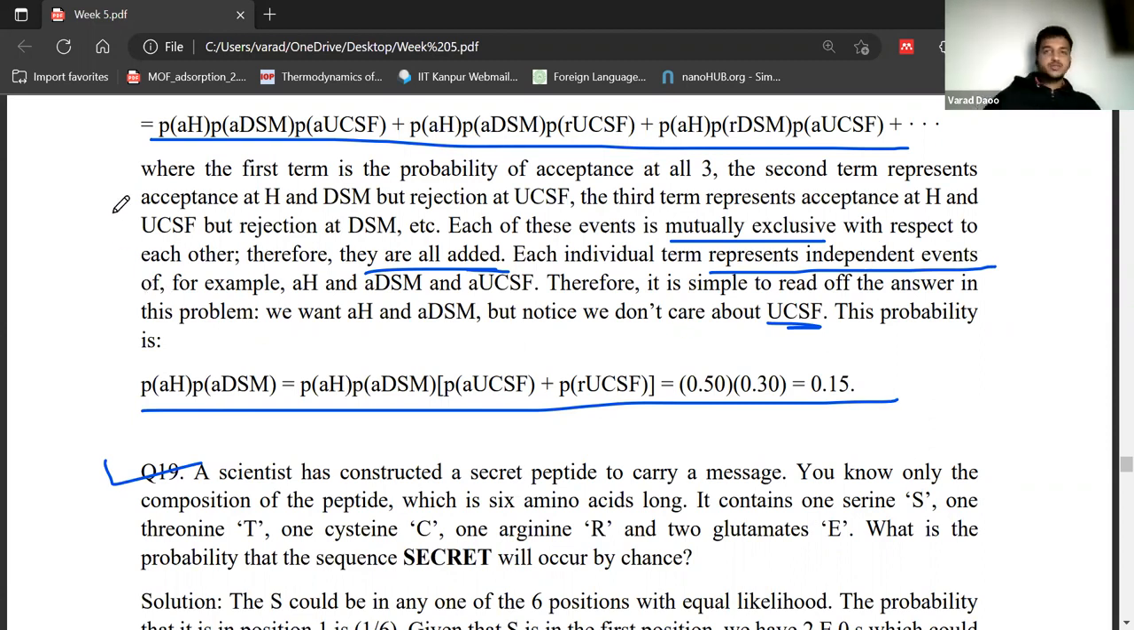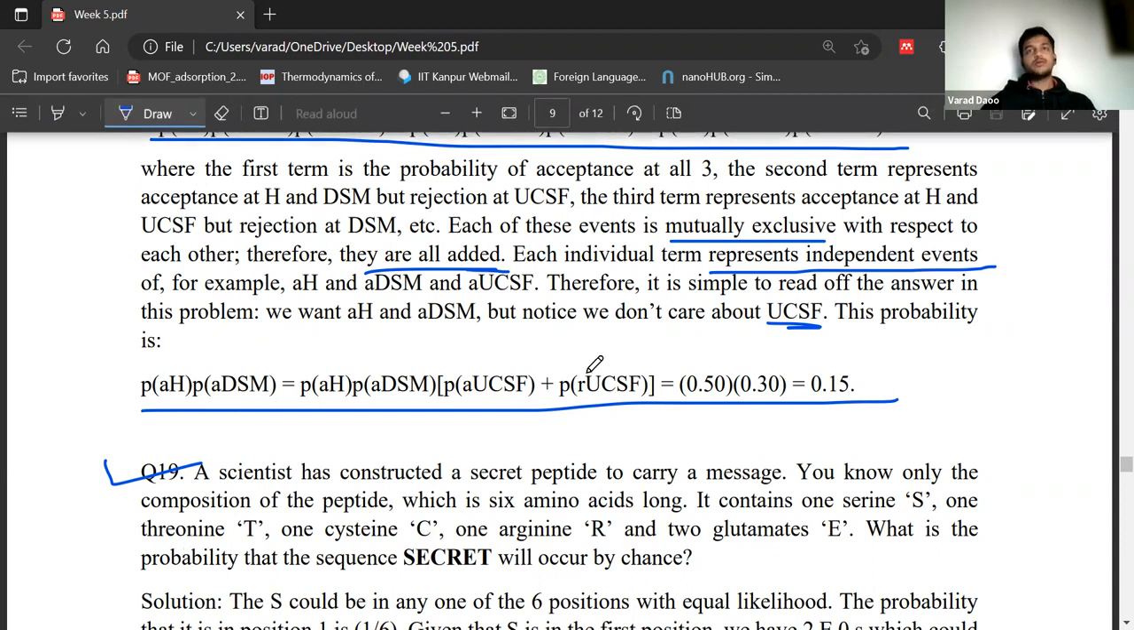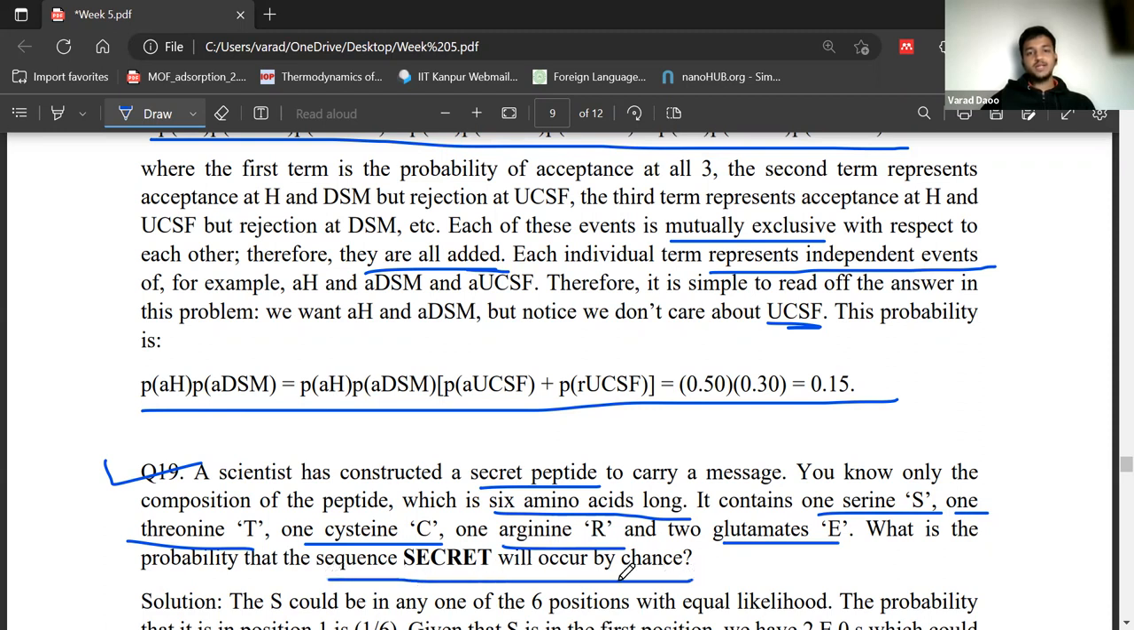Okay, so let us start with the next question, as I hear no doubts. A scientist has constructed a secret peptide to carry a message. You know only the composition of the peptide, which is a 6 amino acid block. It contains one serine, one threonine, one cysteine, one arginine, and two glutamates. What is the probability that the sequence secret will occur by chance?